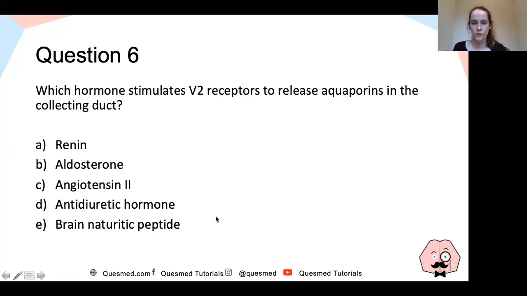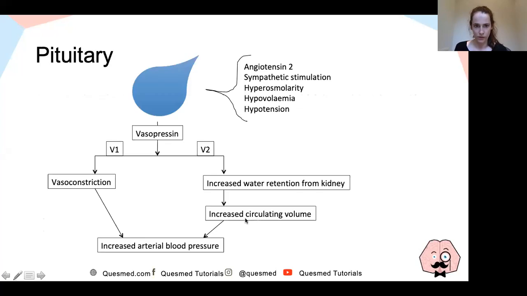Okay, so the vast majority of us have said D, antidiuretic hormone, and that is indeed the correct answer. For anyone that came to my cardiovascular talk, you might have seen something similar to this slide before. The vasopressin or antidiuretic hormone is released from the pituitary, and it's released in response to angiotensin II, sympathetic stimulation, hyperosmolarity, so that's when we have a low amount of water or the blood is really, really concentrated, hypovolemia, so we've got a low volume of blood, and hypotension, so low blood pressure.